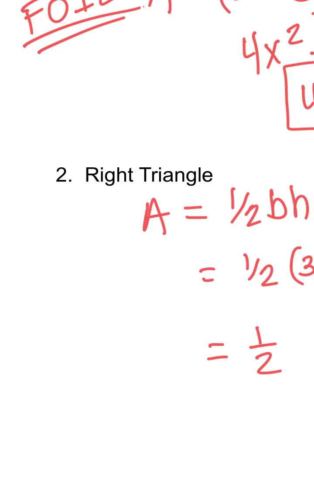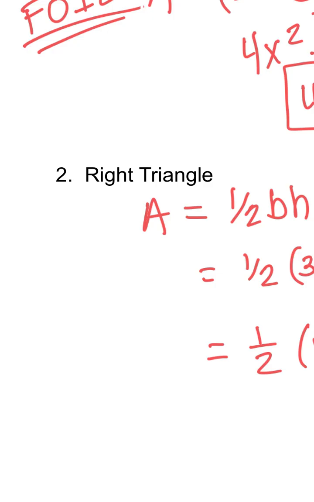Do we FOIL it? No, because we only have one term in one, right? So basically we are going to have to do what? Yep, just distribute. So that 6x times 3x would give us what? Right, 18x squared. And then that 6x times negative 2 would give us negative 12x.